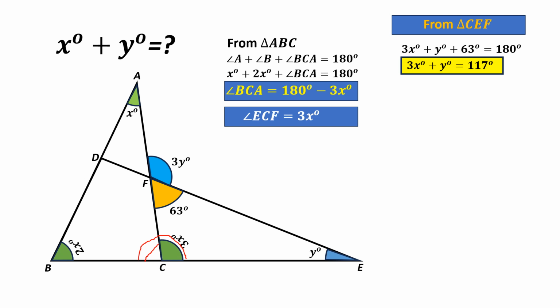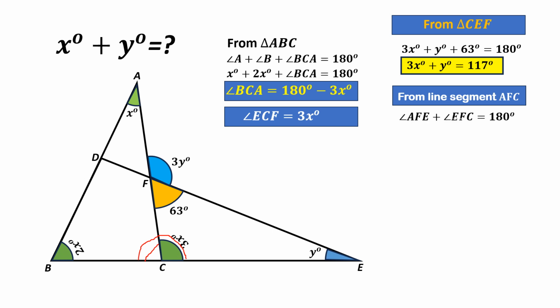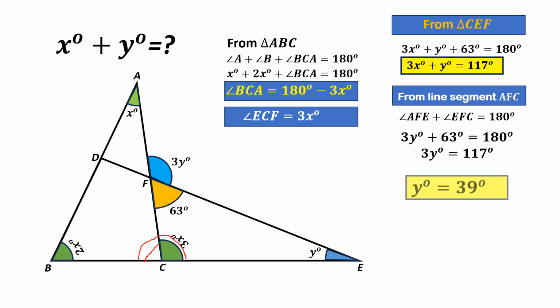Now from the line segment AFC, the angle AFE which is equal to 3y, and the angle EFC which is actually 63 degree, sum to 180 degree, and from here 3y is equal to 117 degree and y is equal to 39 degree.